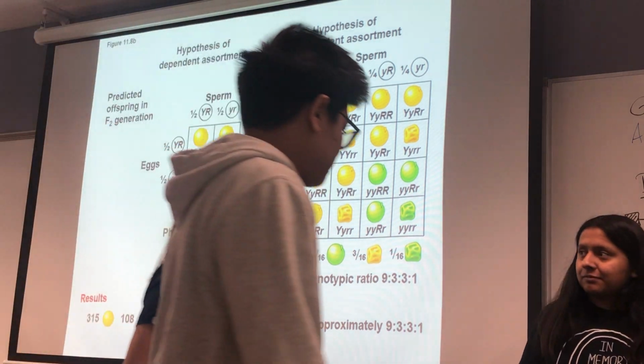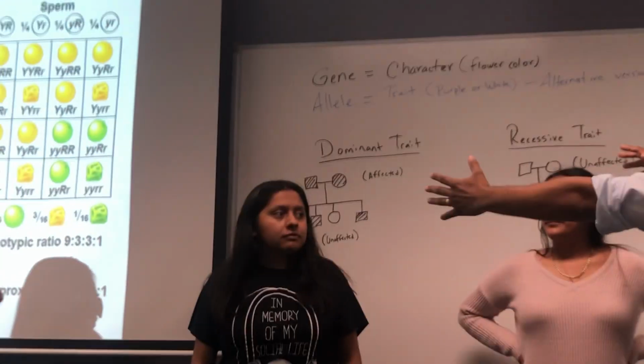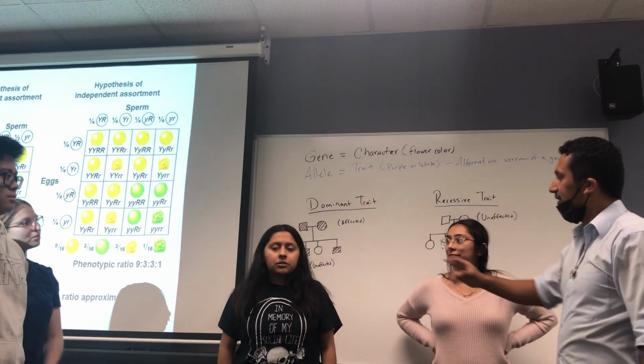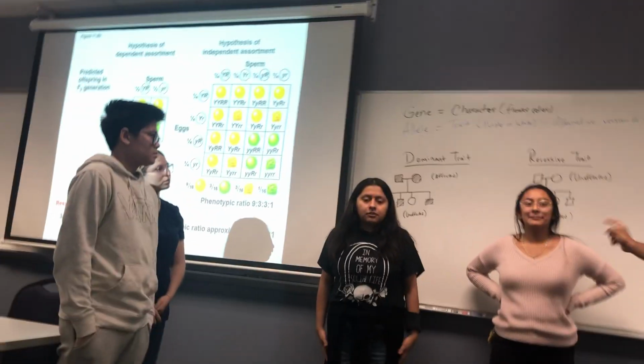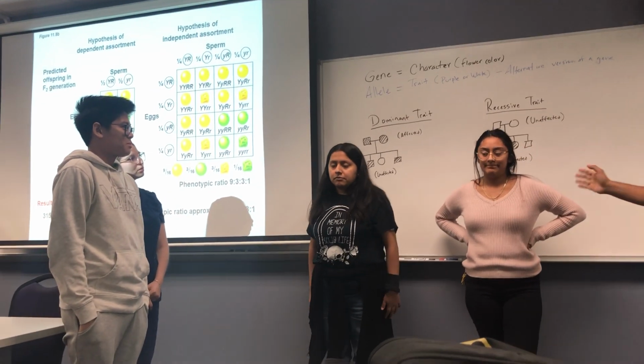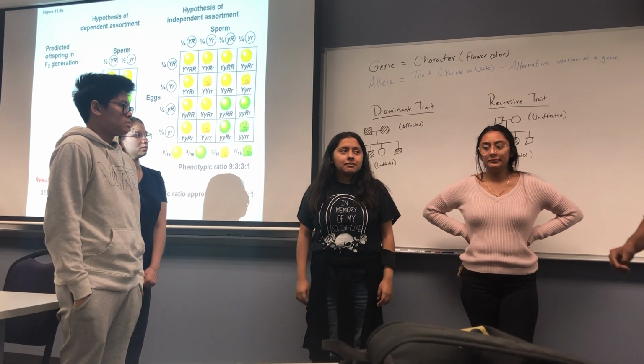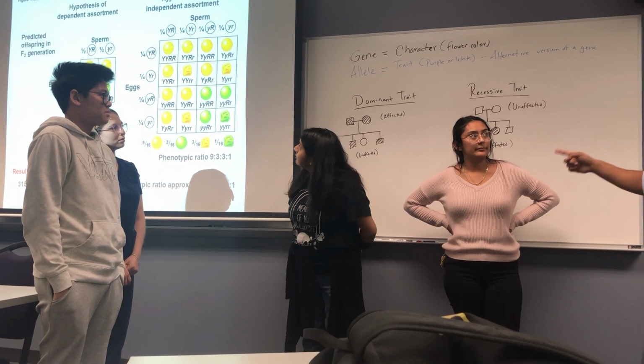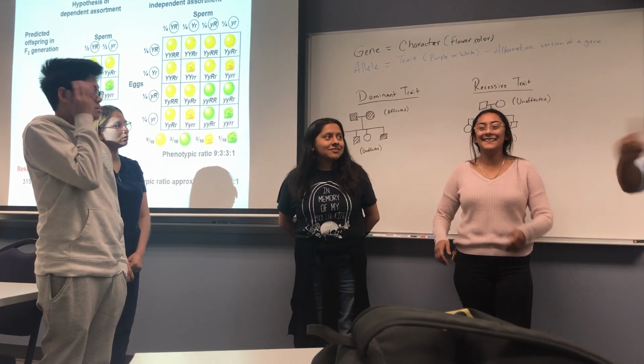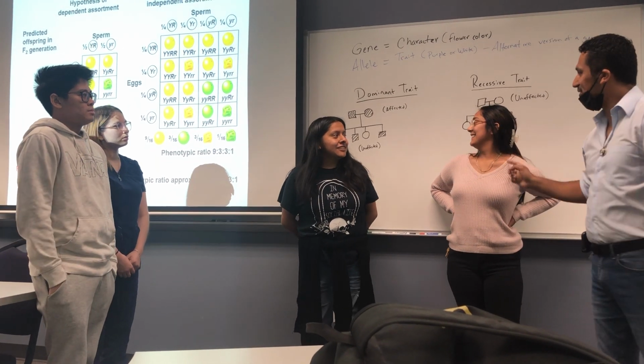So here we have two alleles for one gene, okay? Let's say that you are yellow and you are green. Yellow, green. Which one is dominant? Yellow. She is dominant, okay? And you are? Green. Recessive, right? Dominant, recessive, yellow, green.